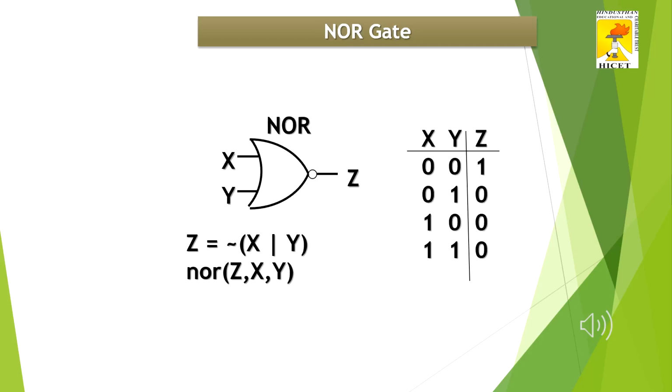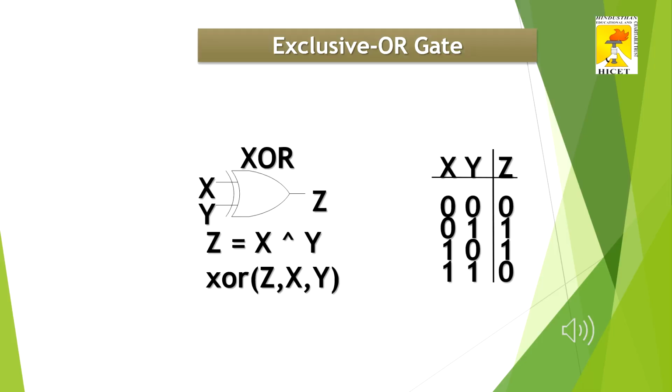So next one is the NOR gate. This is the symbol for the NOR gate. This is the truth table, 0 and 0 gives 1, 0 and 1 gives 0, 1 and 0 gives 0 and 1 and 1 gives 0. Okay, Z is equal to negation of X or Y. Okay, so next one is the exclusive OR gate.